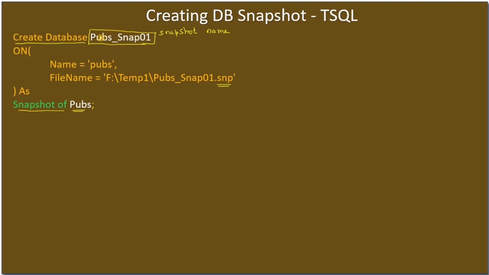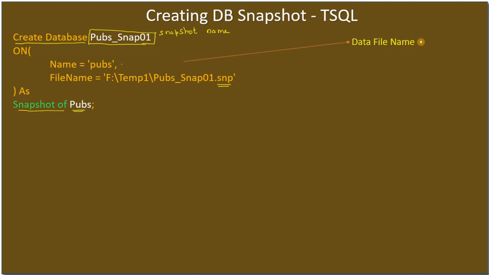SQL Server knows the database snapshot name as pubs_snap1. The other one is the actual data file name. Then the next one is the physical file name. So you can name it as you like. The extension here is SNP. So that's the data file name.